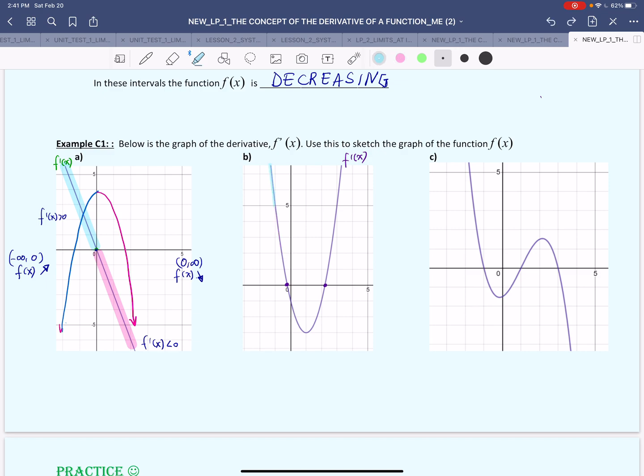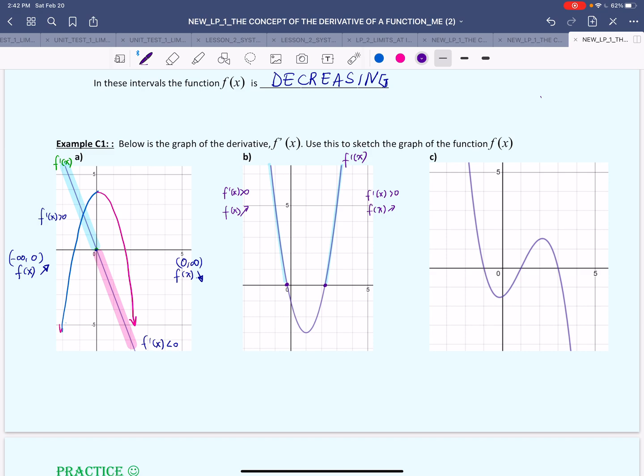The derivative here is positive. So I'm going to say that the derivative of this function is going to produce a positive value, so the derivative will produce f of x increasing, right? Why? f prime is positive, or is above the x-axis, so f prime is positive, so f of x will be increasing.